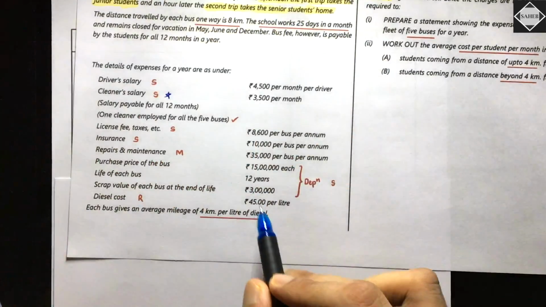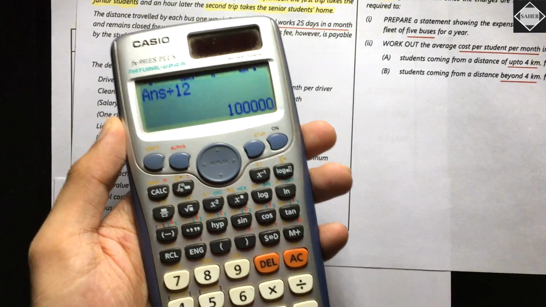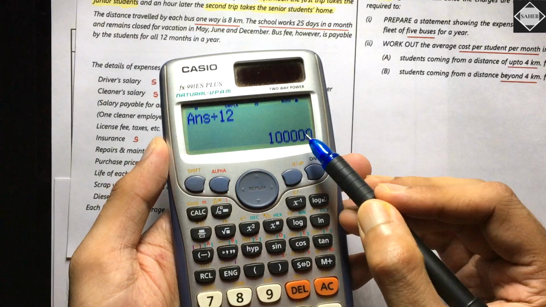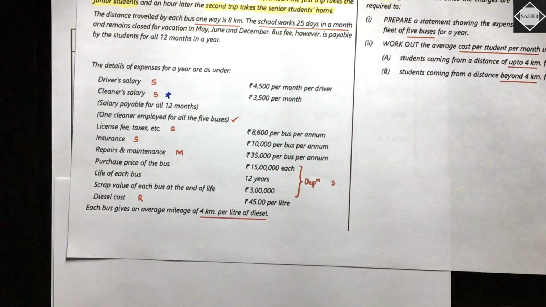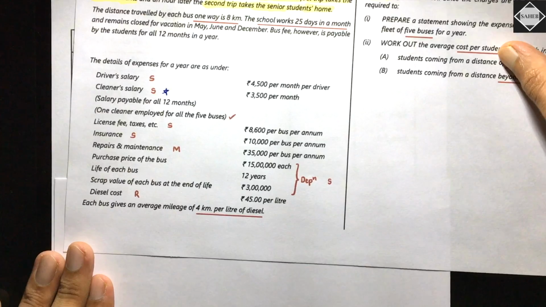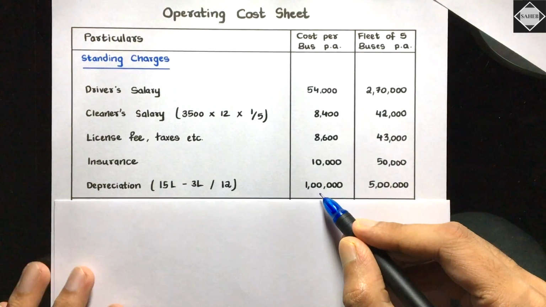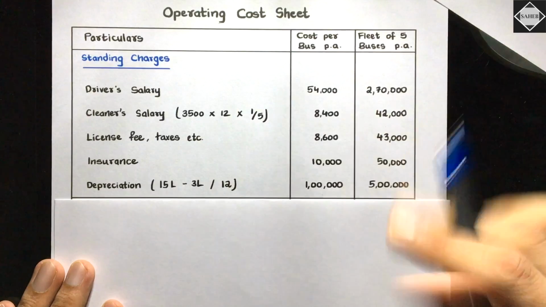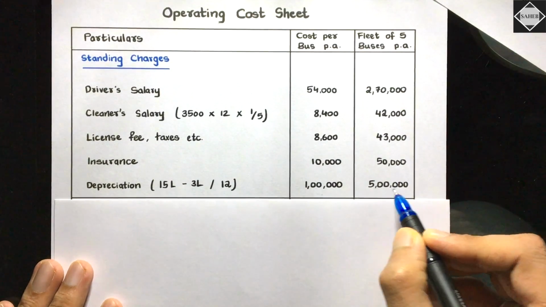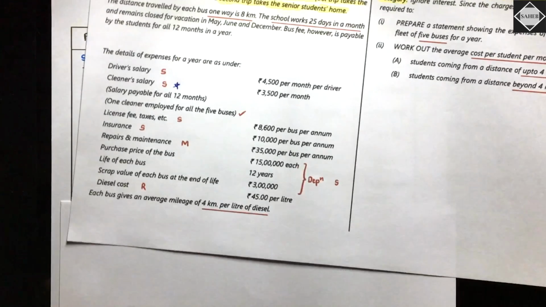Divide by 12 years useful life, that's equal to 1 lakh. 1 lakh is the depreciation per bus for a year. Do you understand this? So take the depreciation, that is equal to 1 lakh. How much depreciation will be there for 5 buses? Just into 5, that's 5 lakh. Is it clear? Okay. Are there any more standing charges?